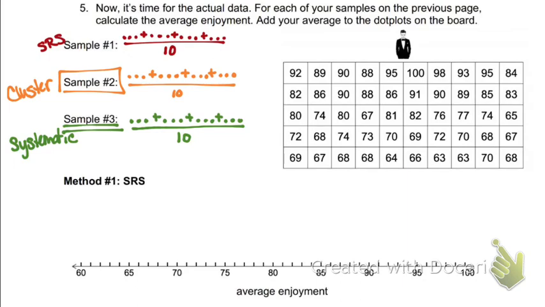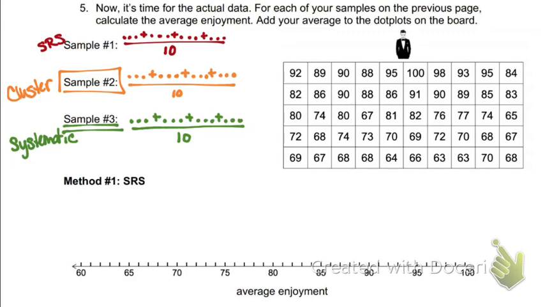Did we get close to the mean with any of our sample averages on our simple random sample? Yeah. Right here is the true mean. 78.38, 78.4 was the true mean. What about over here?